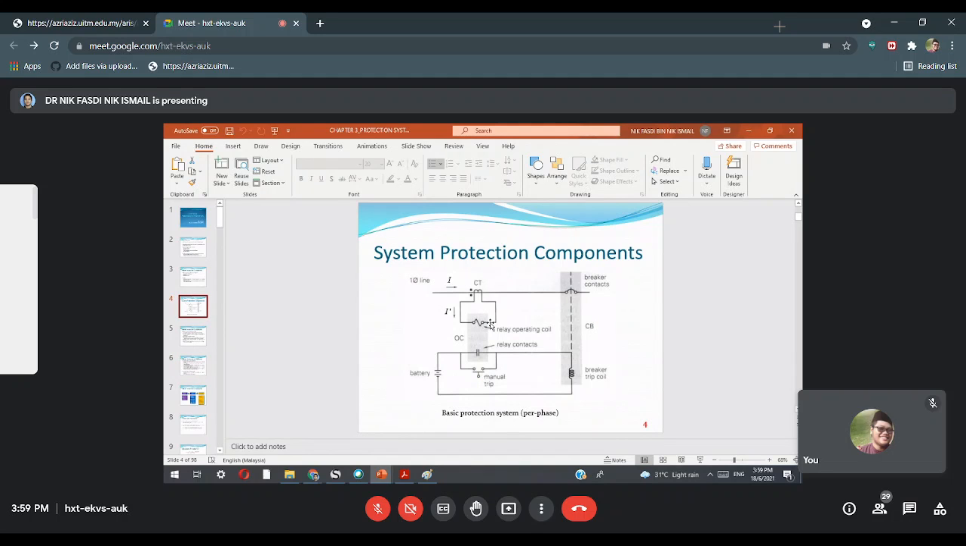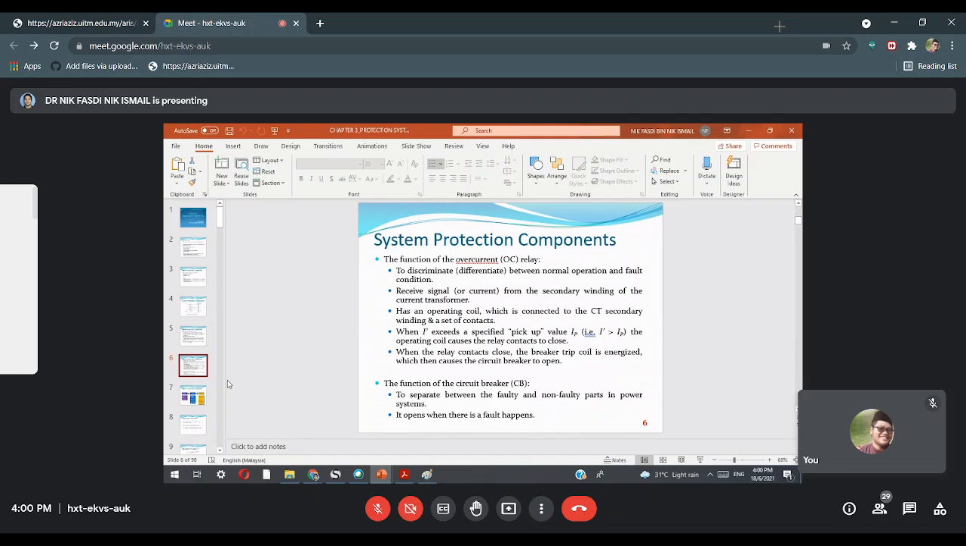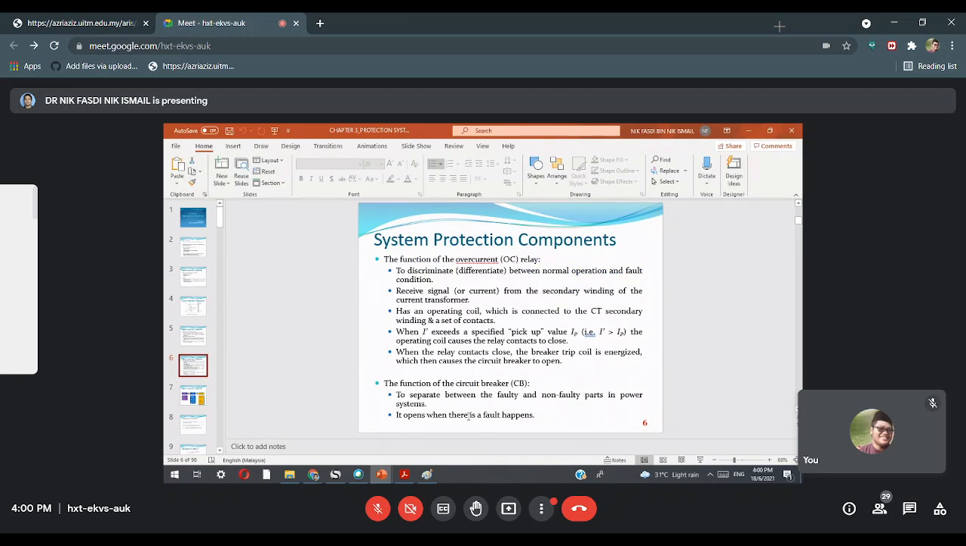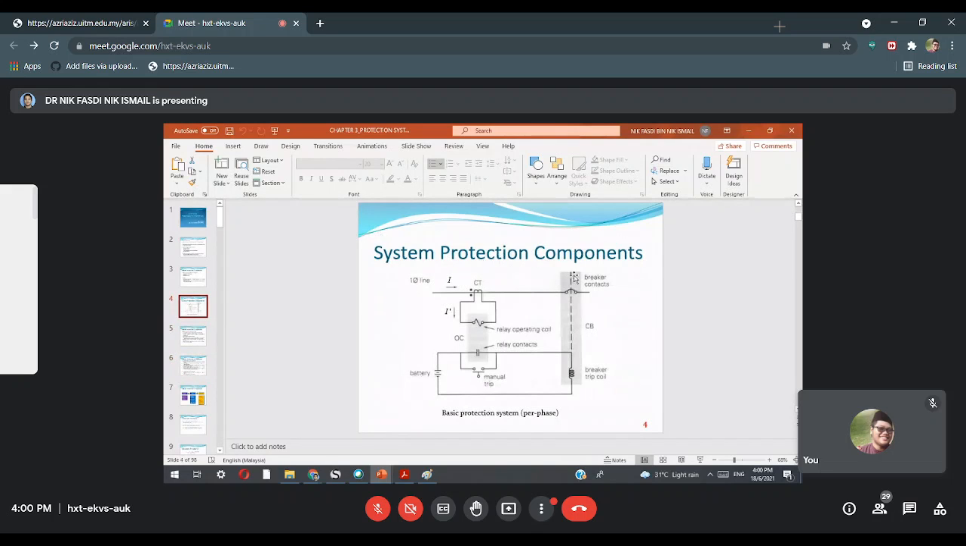When the coil turn on, dia akan close the contact. Bila close the contact, current from battery can flow to the breaker coil. Dia akan turn on breaker coil. Bila breaker coil turn on, contact dia akan open dan dia akan isolate the fault current. Okay, itu konsep. The function of circuit breaker, okay, we have circuit breaker to separate between the faulty and non-faulty part in power system. Okay, this is let's say faulty part, this side is non-faulty. So breaker function to isolate, untuk asingkan, right? It open when there is a fault happen. So dia akan open. Tak open problem.